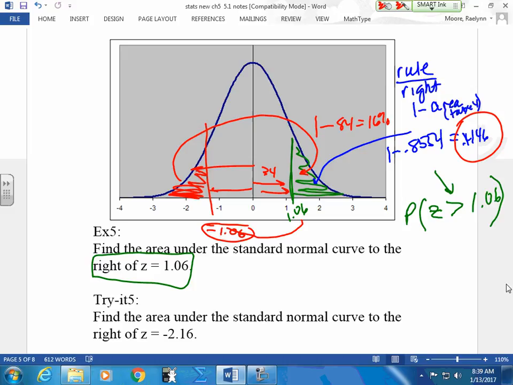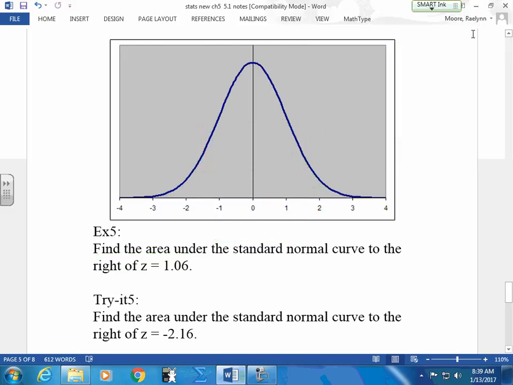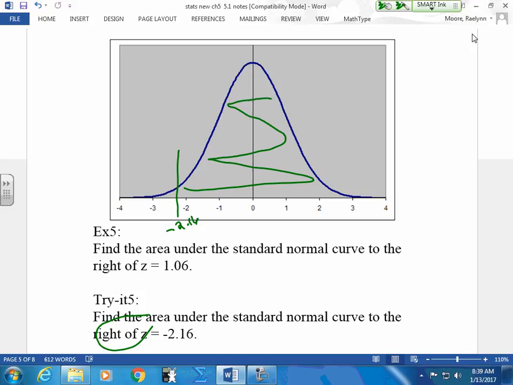Okay, now I want you guys to try this. -2.16. Where is -2.16, first of all? To the left of what number? -2. Be careful of your number line. But I want the area where? To the right. I want the area to the right. Make me a probability statement. Find me the area. Give me a probability statement too, because that's going to help you look at this.